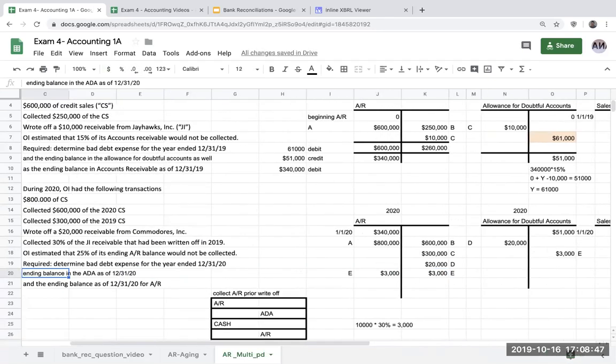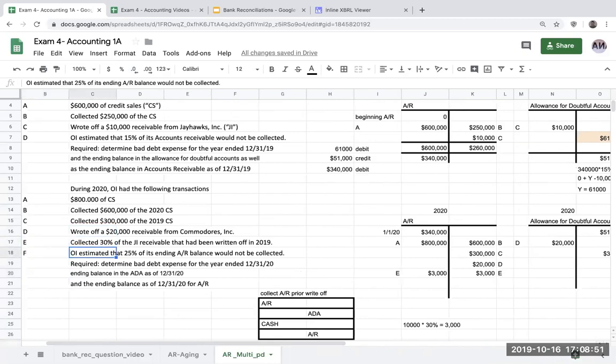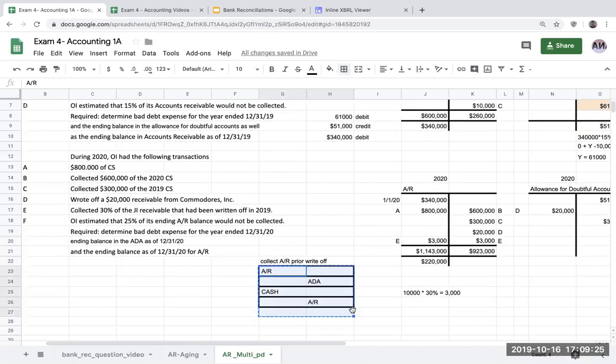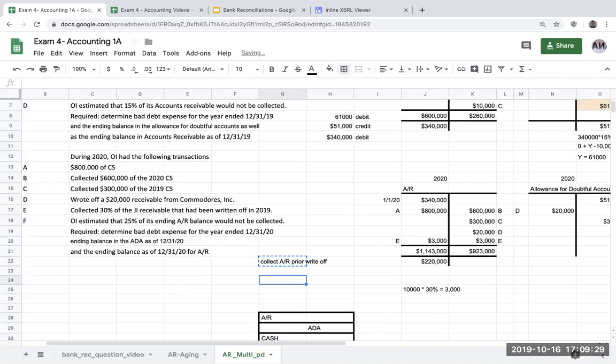Okay? Does that make sense? Yes. All right. So now that I've input all of the transactions, I'm going to total up to see what the ending balance is in my accounts receivable account. My ending balance in accounts receivable is 220,000, so the answer to this question is that my ending balance for AR will be a $220,000 debit.